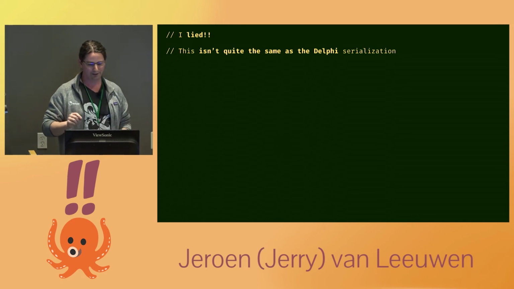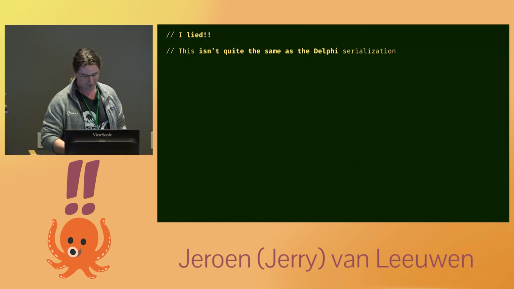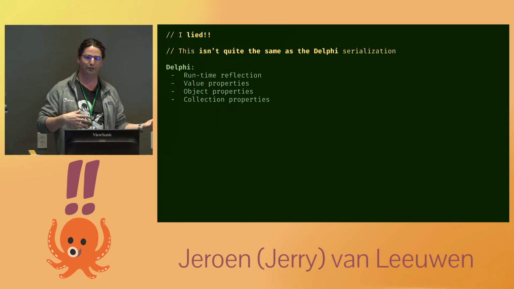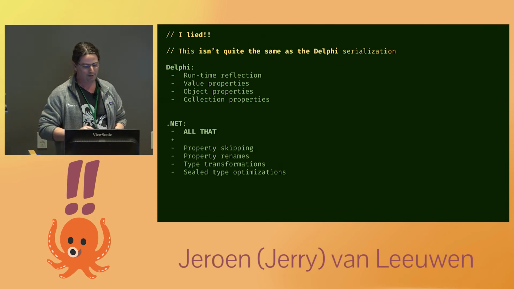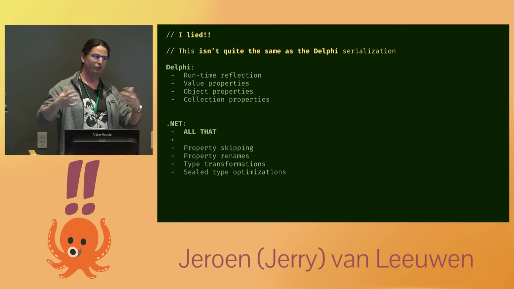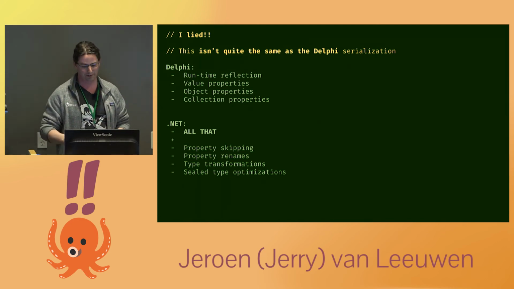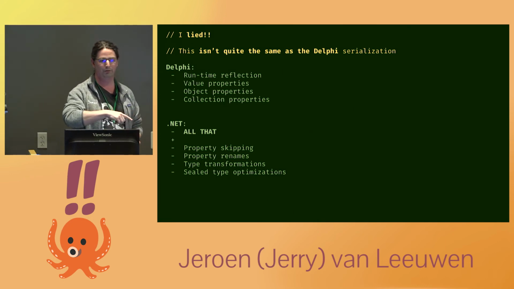Now, I did lie a little bit at the start. This isn't quite the same as the Delphi serialization that we started from, for obvious reasons. Delphi has runtime reflection, value properties, object properties, collection properties. But for .NET, what we actually implemented, what I built instead, was on top of that ability to do property skipping, property renames, because we wanted to change the object model between this transition as well, doing type transformations, as you saw before, these sealed type optimizations, and a whole bunch of other niggly things besides. Despite all of that, the .NET serialization was actually twice as fast as the Delphi one that we started with, which had hand-tuned assembly in it, so I felt pretty good about that.